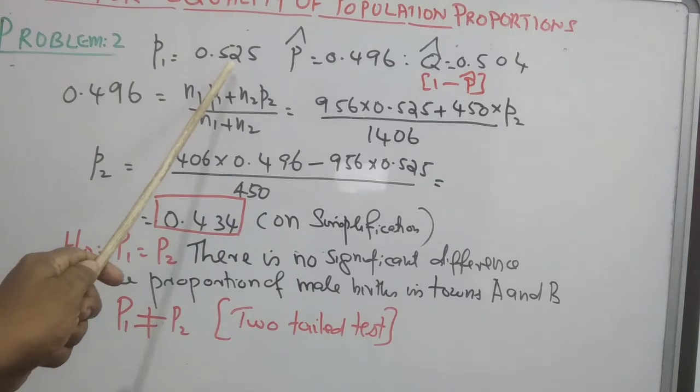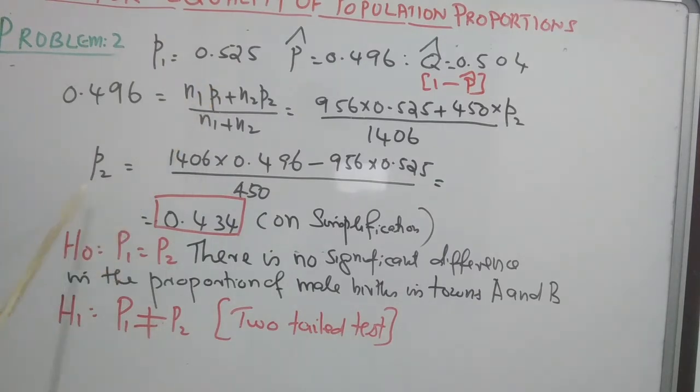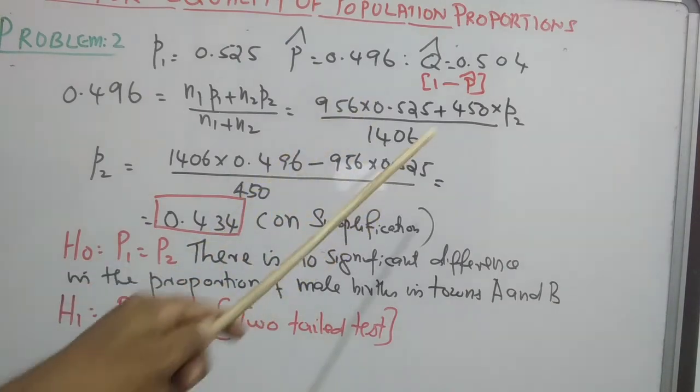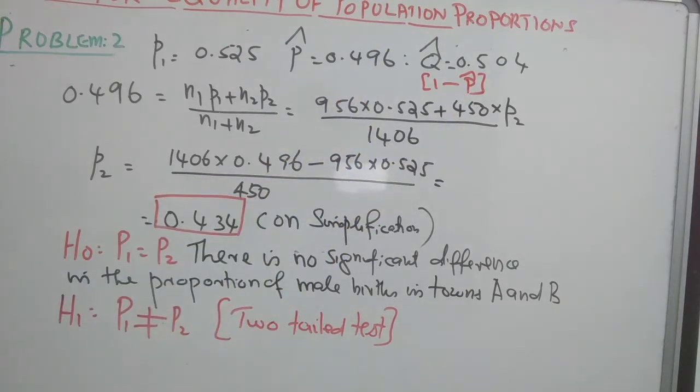Therefore, P1 is 0.525, P2 is 0.434, N1 is 956, N2 is 450. All figures are calculated. Then we state the null hypothesis.